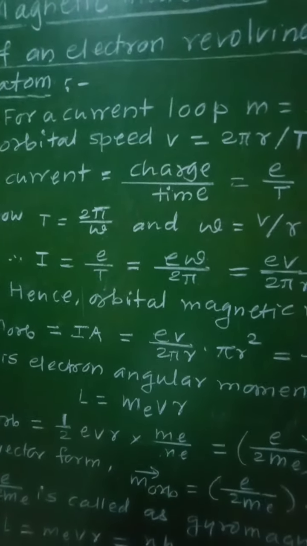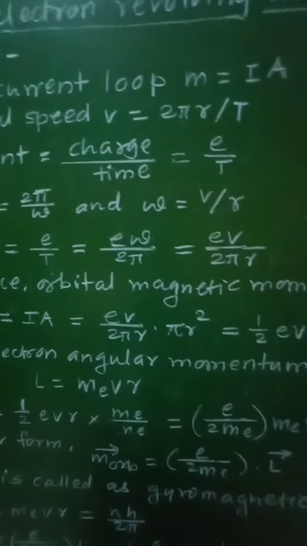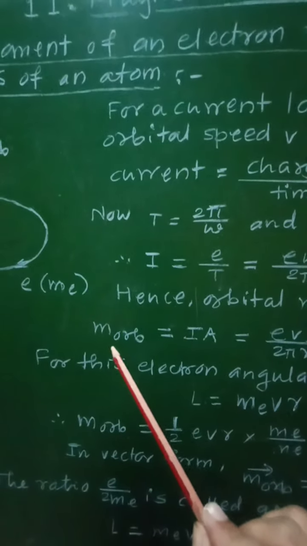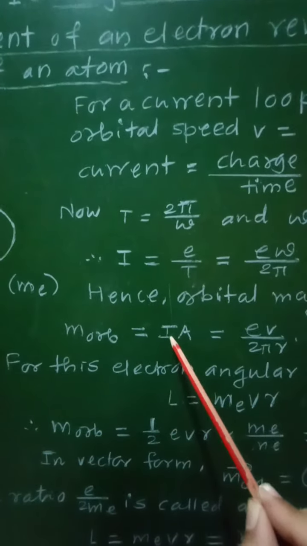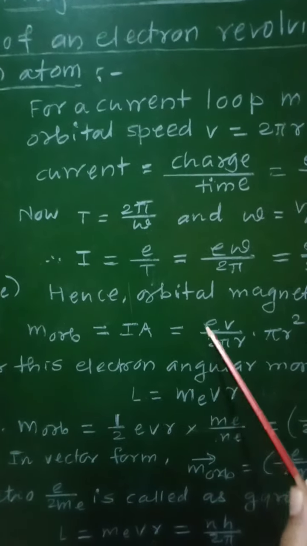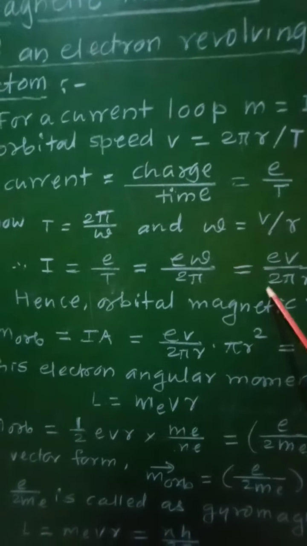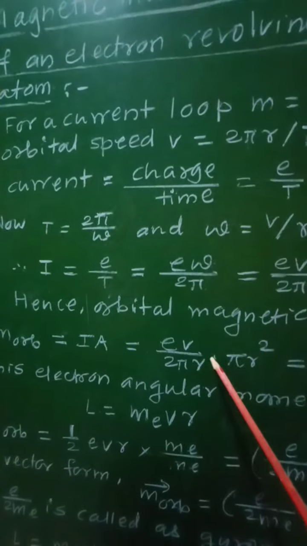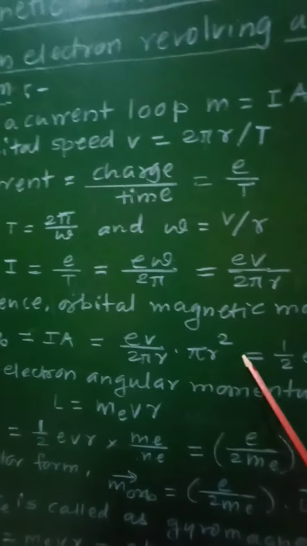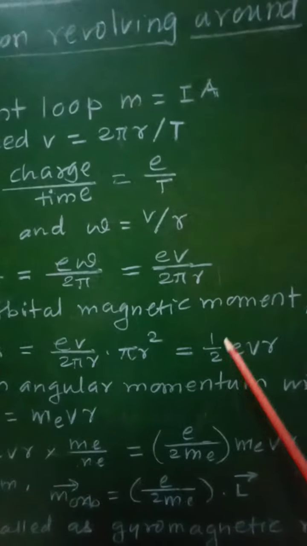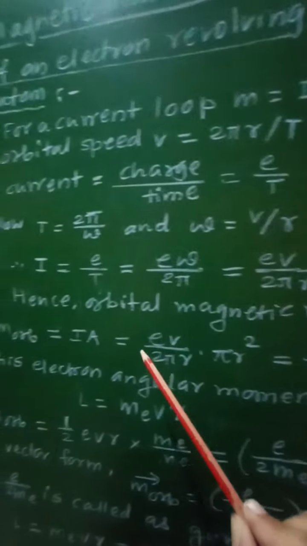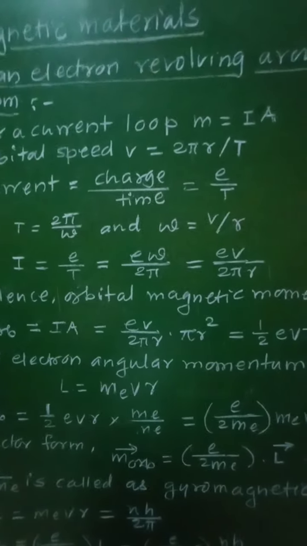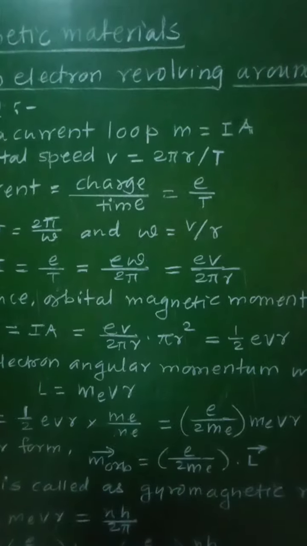Hence the orbital magnetic moment possessed by that loop will be given as m_orbital equal to I A, that will be equal to, I is nothing but e v upon 2 pi r, so e v upon 2 pi r into A, where A is the area of that circular loop of radius r, that is pi r squared, and therefore simplifying it, we will get half e v r, that will be the orbital magnetic moment. So the orbital magnetic moment of that electron will be equal to half e v r.